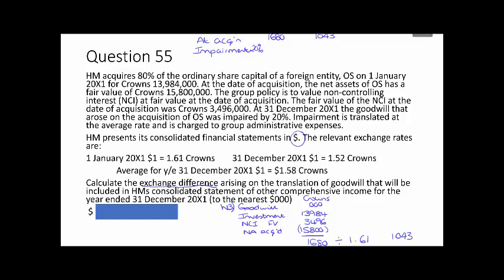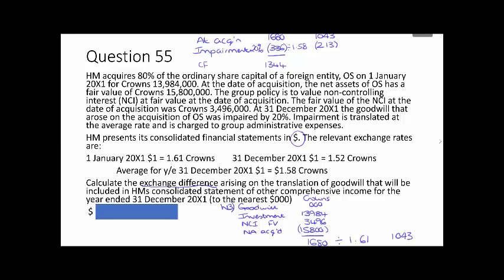So in crowns, that impairment would have been 336, and it tells us that we translate our impairments at the average rate for the year. So here the average rate is 1.58. We would translate that impairment to $213. In crowns, that would leave us with goodwill to carry forward of 1344.